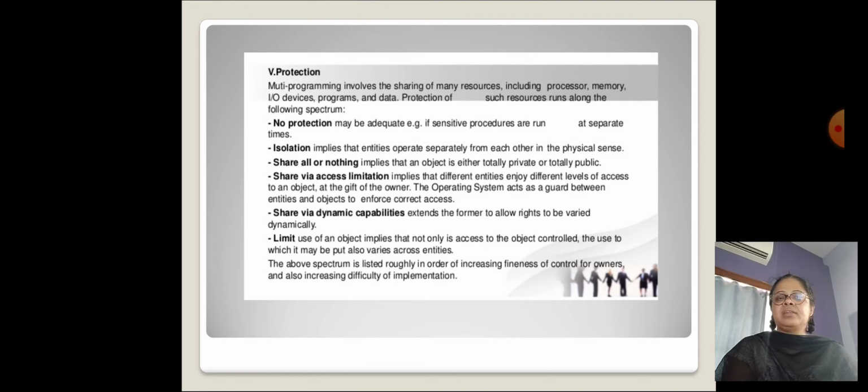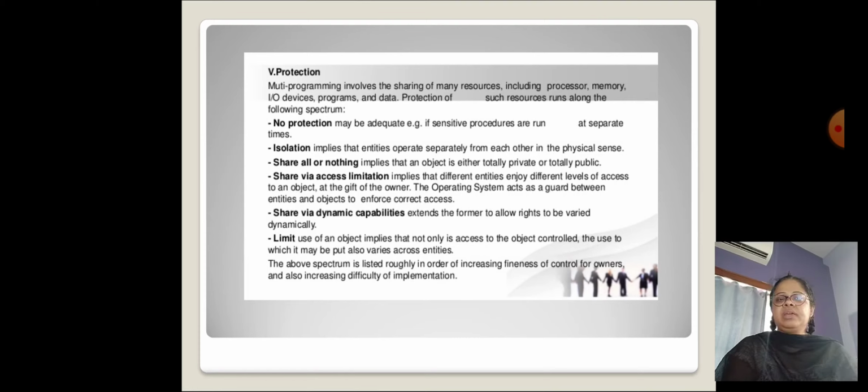Isolation implies that entities operate separately from each other in a physical sense. Share all or nothing implies that an object is either totally private or totally public. Share via access limitation implies that different entities enjoy different levels of access to an object at the gift of the owner. The operating system acts as a guard between entities and objects to enforce correct access.